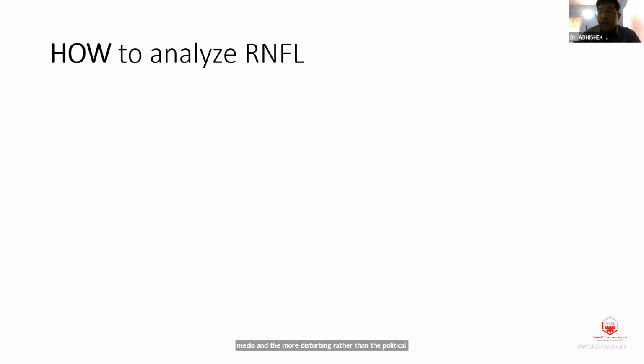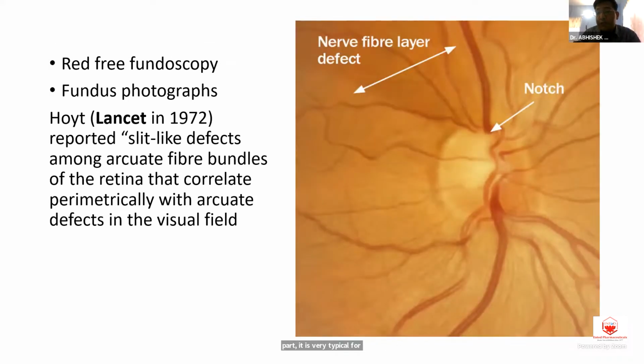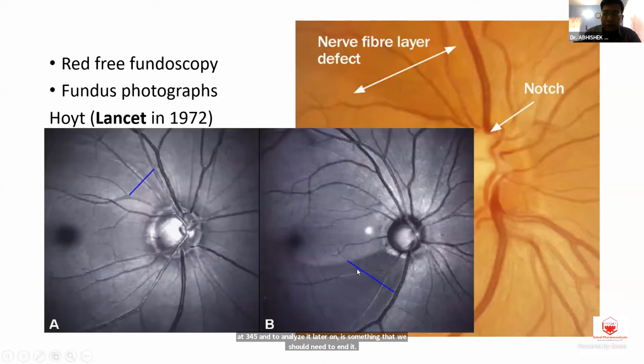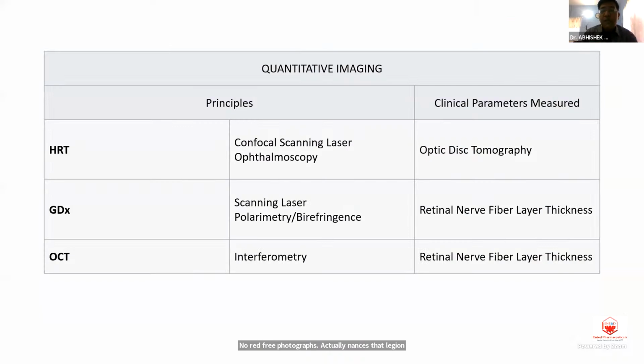Now, coming to the how part of the analysis. First and foremost, and this is what the PGs should be looking for when they are doing their 90D examinations, they should try to pick up these gray areas. These striations were described initially by Hoyt in the Lancet in 1972. The loss of striations is the nerve fiber layer defect, which we should be able to pick up with the red-free filter. So in red-free fundoscopy, if it is difficult, try to take a red-free photograph and analyze it later on. This is something we should be doing, because a red-free photograph actually enhances that lesion pretty well. So this is something we need to be practicing.